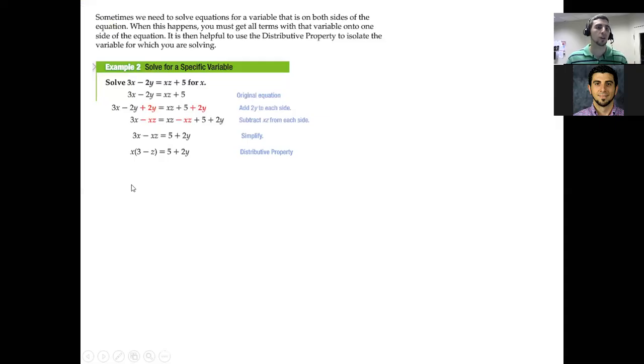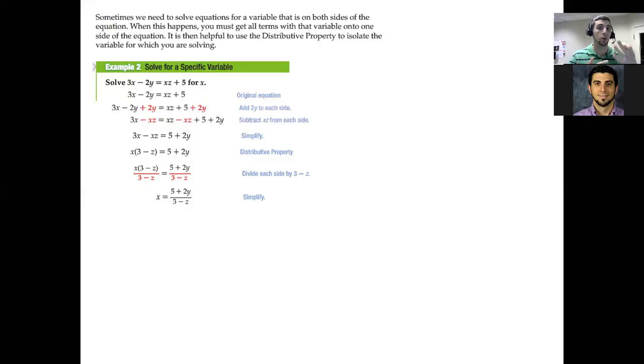So like before, you just divide both sides by that quantity, and you get x equals 5 plus 2y over 3 minus z. Now again, same reasons as before with the common denominator thing, you can't separate that into 5 over 3 minus 2y over z. You can't break it apart because you have a difference in the denominator. If it was just 3 in the denominator, you could break it apart. Or if it was even just a negative z in the denominator, you could break it apart. But here, since I have a difference, you can't break apart the denominator.